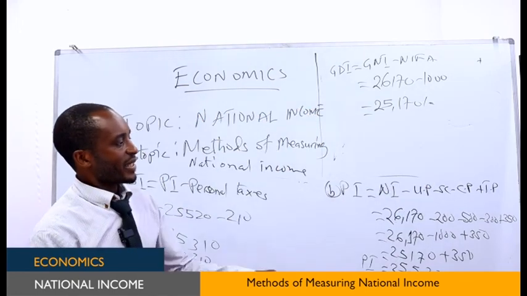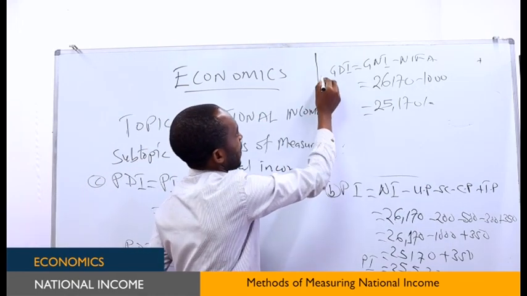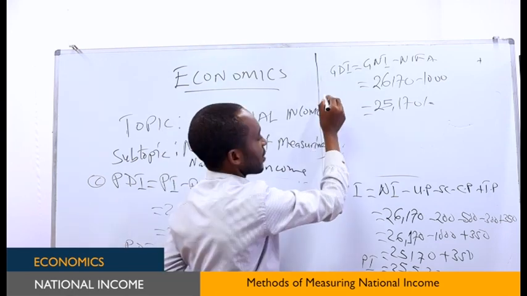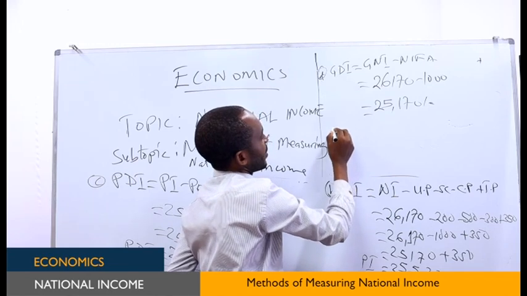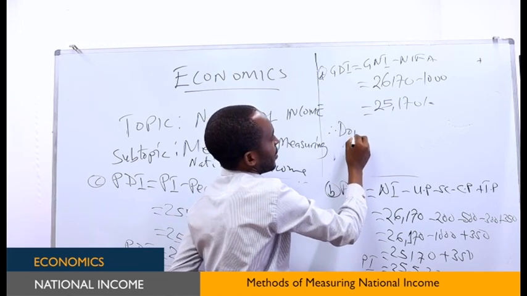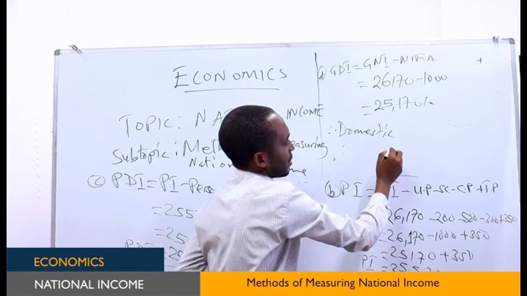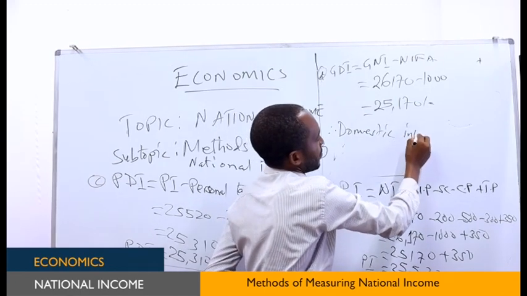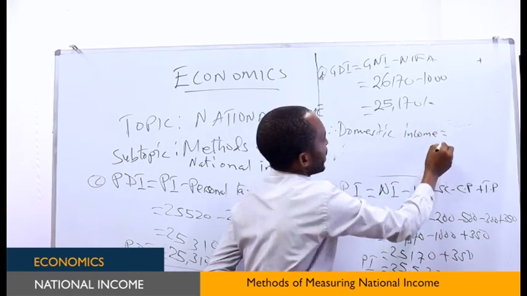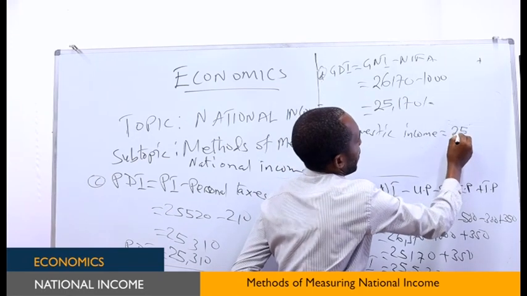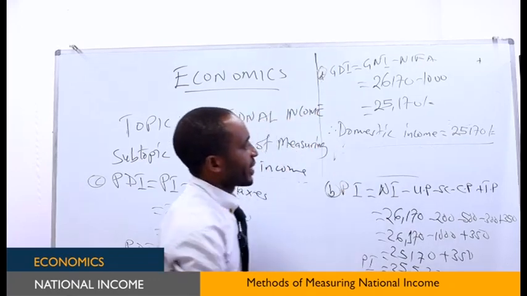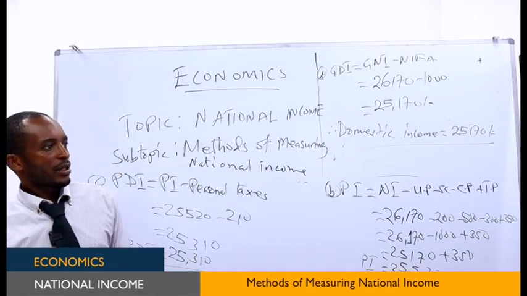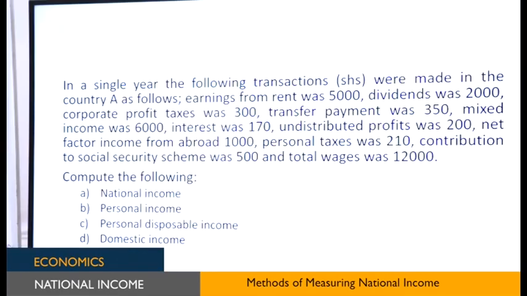So the domestic income, case D, and therefore the domestic income is equal to 25,170 shillings. So this is all about the solution in this problem.